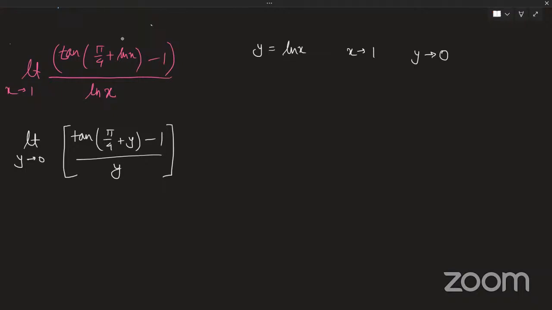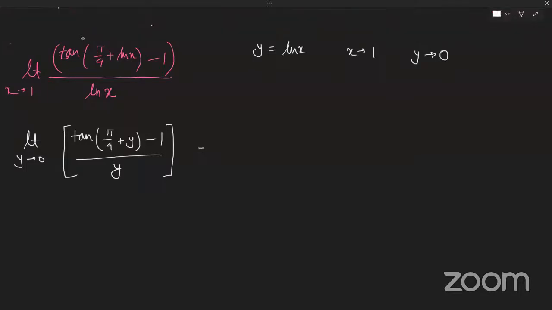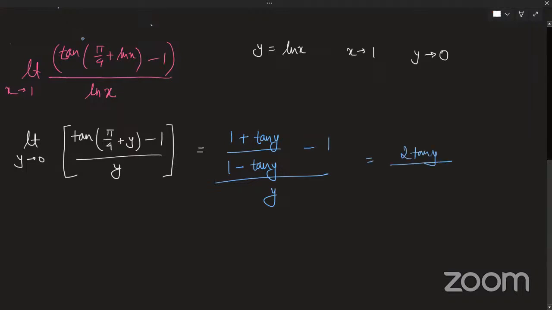We have done this earlier, in the previous week only, while we were solving limits. So you can open tan of a plus b. So it is 1 plus tan a tan b by 1 minus tan a tan b. So here tan of a is 1, minus 1, whole divided by y. So in the numerator you will get 2 tan y by 1 minus tan y, into y.